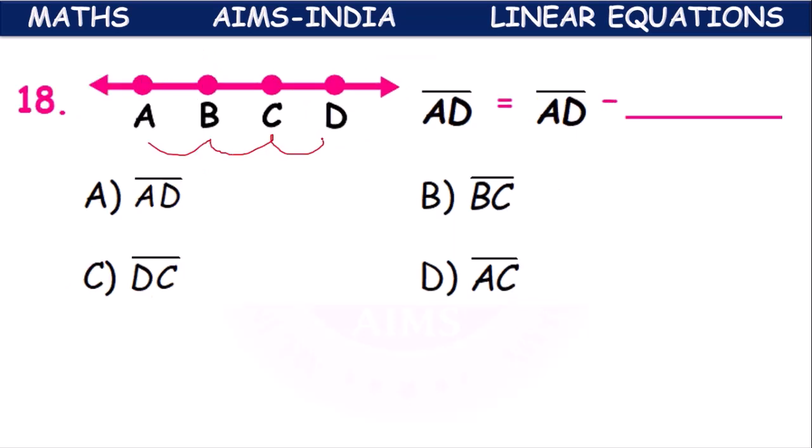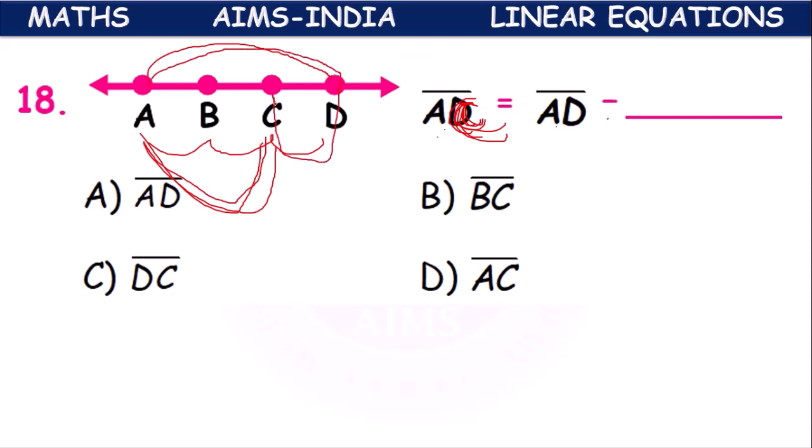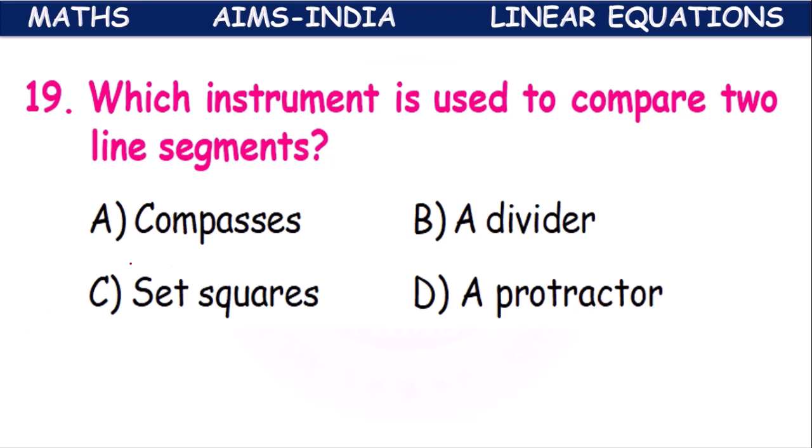So, A, B, C, D. They are asking about AD. What is the length of AD? Please change it to AC. They are asking the length of AC. So, in AD, we have to remove CD, then we will get the length of AC. So, in AD, we have to subtract DC. The DC part we have to subtract.